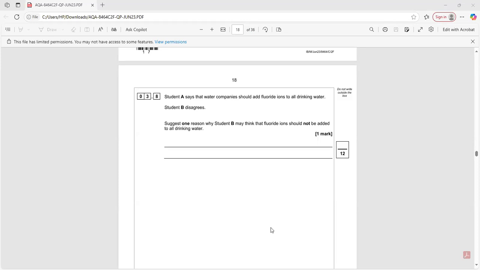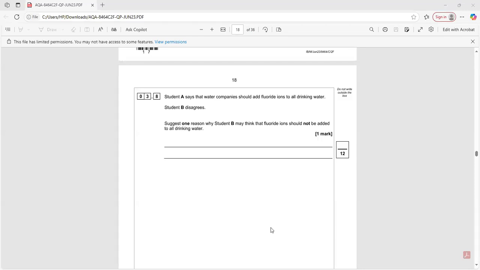Could it be a risk to health? Okay, risk to health. Particularly what risk would that be? Disquality. Okay, so yes.